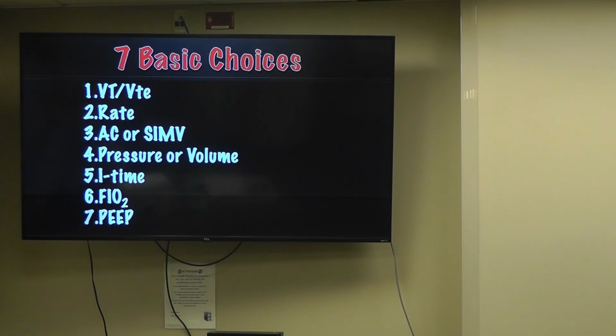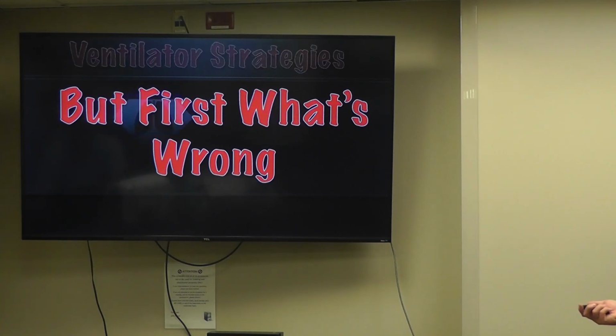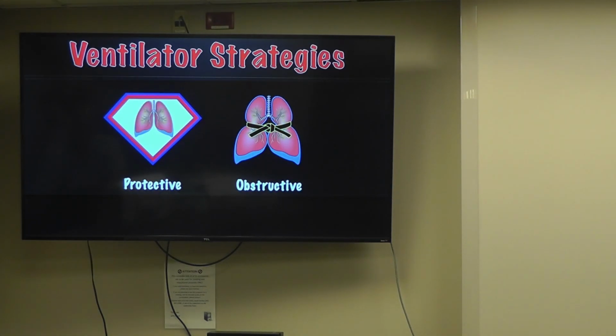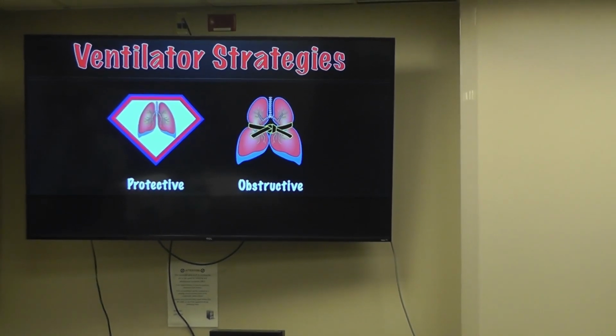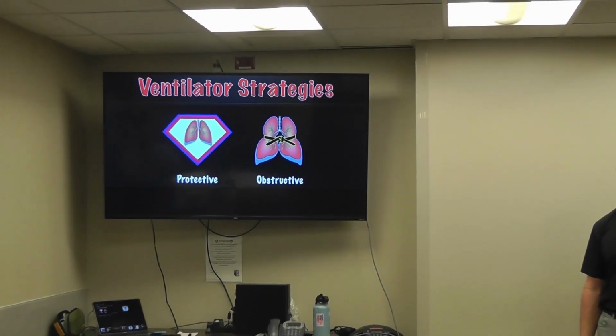And we're going to go through each one of these and talk through them and how they all kind of mesh together to give you an entire ventilator package. Okay? But first we have to figure out what's wrong with our patient. We basically classify our patients into 2 different groups: our lung protective patients and our obstructive lung patients. Who are our lung protective patients? What pathology falls under our lung protective strategy?